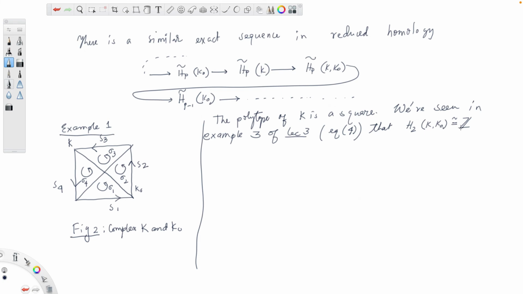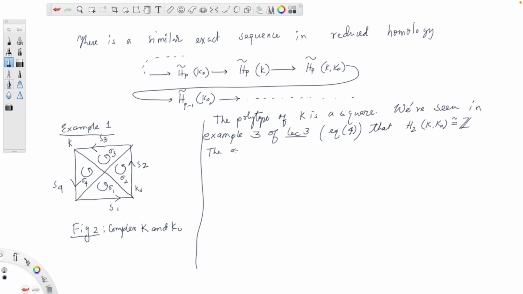I think not in algebraic topology 1, I think in the previous lecture, right? Let me check for you. Example 3. Yeah, in this course, right? We have seen that the second relative homology group of K mod K0 is isomorphic to Z.